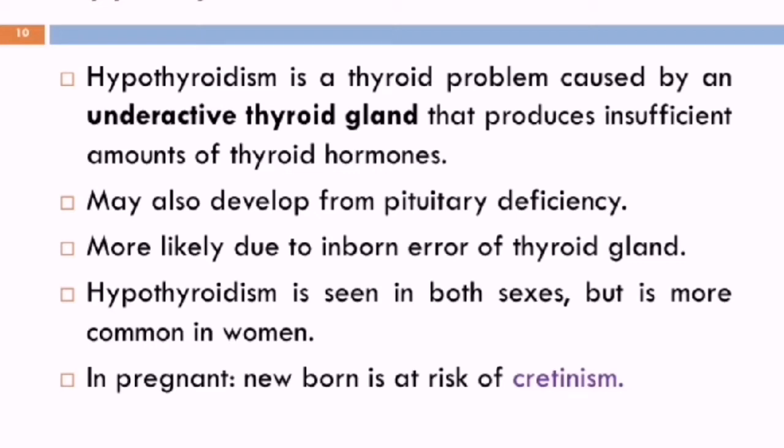Now talking about hypothyroidism. What is hypothyroidism? It is a thyroid problem caused by an underactive thyroid gland that produces an insufficient amount of thyroid hormone. It means thyroid hormone decreases. It may also develop from pituitary deficiency. It means it is more likely due to an inborn error of the thyroid gland.